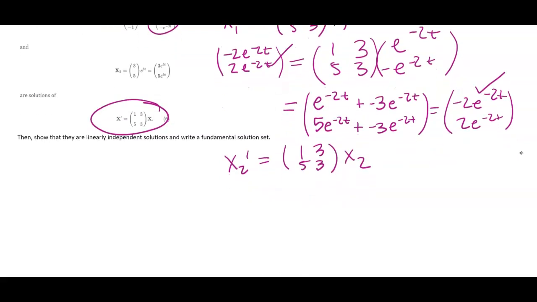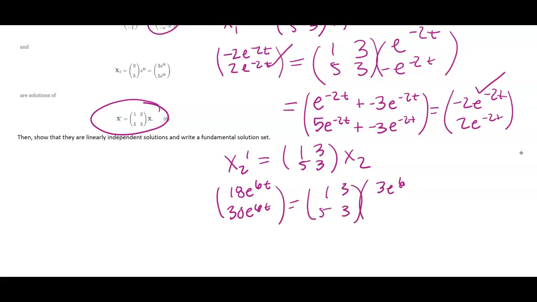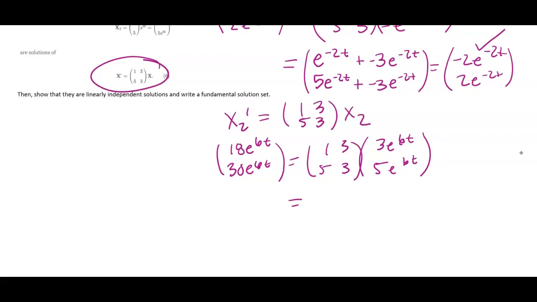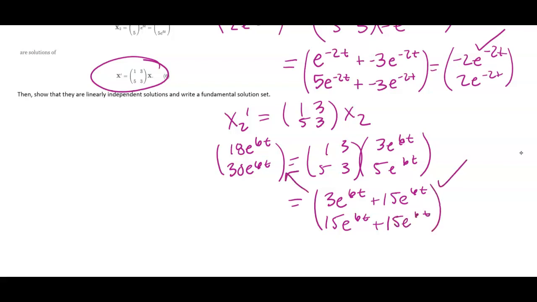All right, so its derivative would be 18e^(6t) and 30e^(6t). And I want to show that this is equal to A times x. So that's going to be 3e^(6t) plus 15e^(6t). On the bottom, 15e^(6t) plus 15e^(6t). And that's equal there. So those are both solutions.